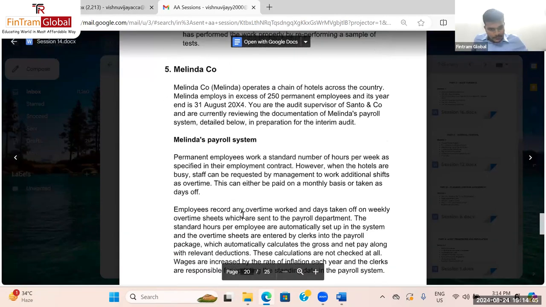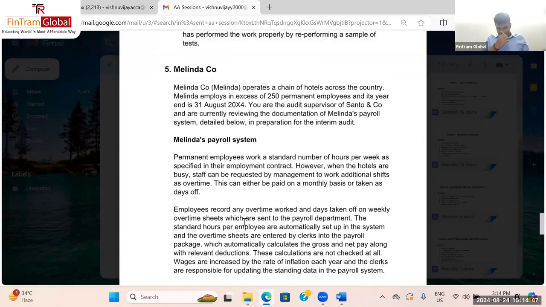So I'll read out this particular scenario. You guys tell me if there's a control deficiency there, okay? Melinda Co. operates a chain of hotels across the country. Melinda employs in excess of 250 permanent employees. And its year-end is 31st August 2004. You are the audit supervisor of Santo and Co. and are currently reviewing the documentation of Melinda's payroll system detailed below in preparation of the interim audit.